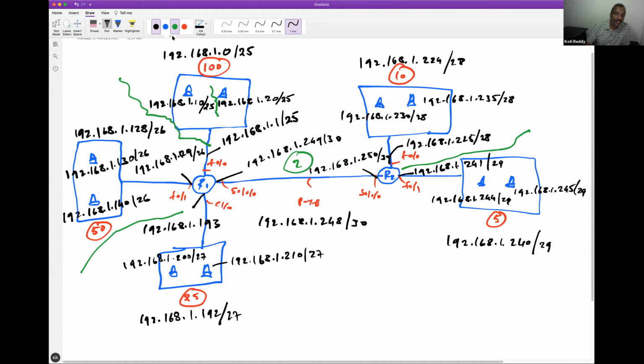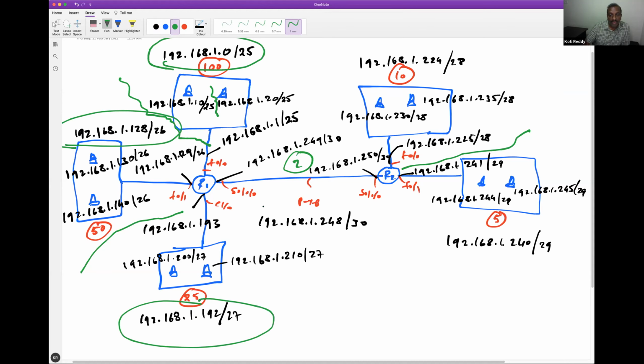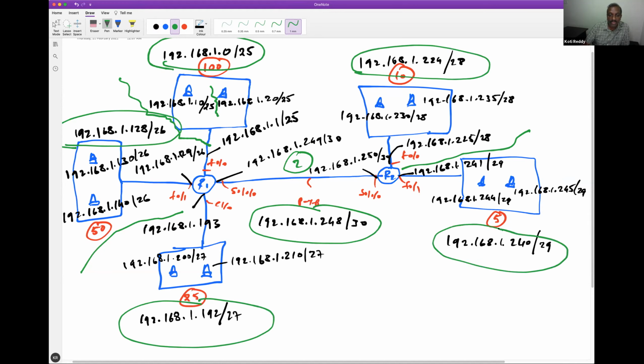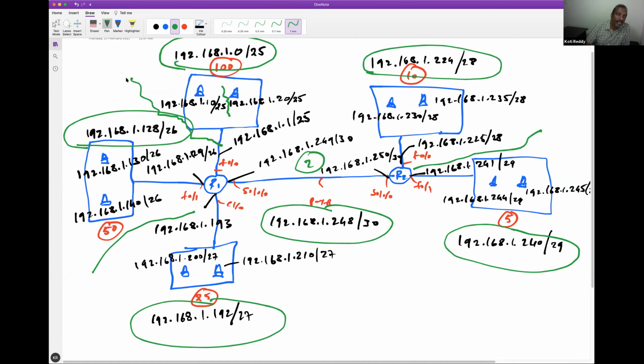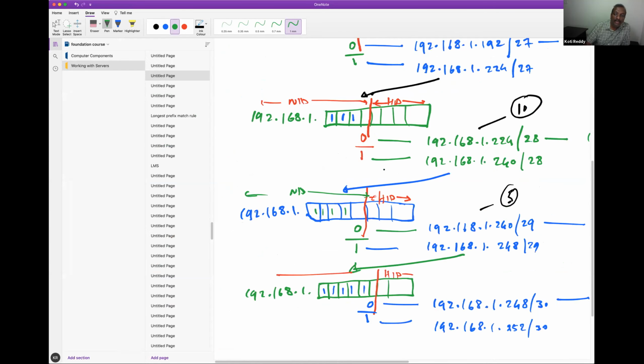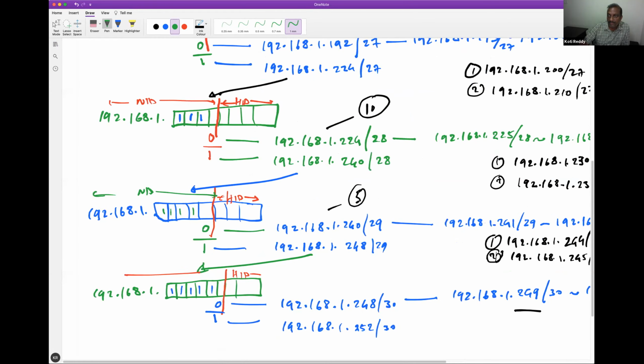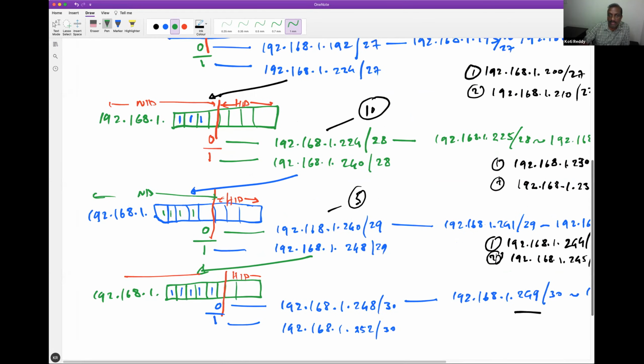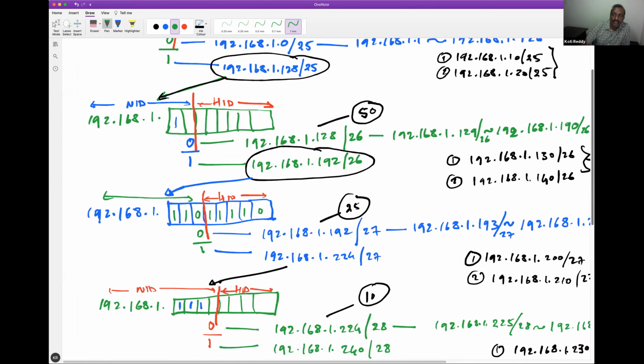You understand? So if I take these network IDs, 1.0/25 here, I take 1.128/26, 1.192/27, 1.248/30, 1.224/28, 1.240/29. Then what happens now? They will be mutually exclusive network IDs. There will not be any overlap at all. You understand here? Like this.